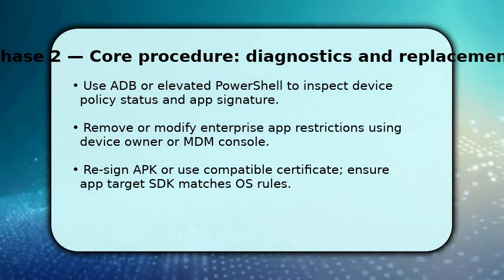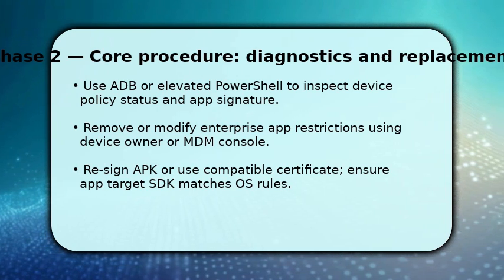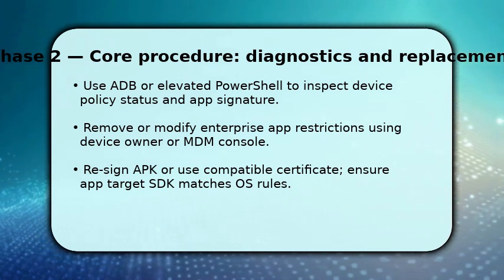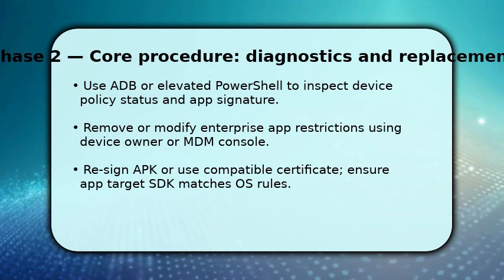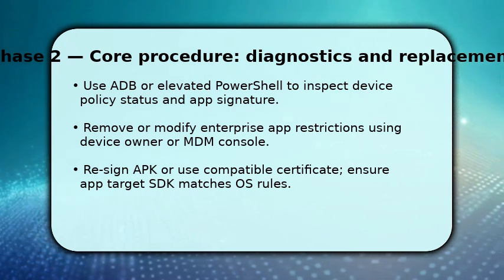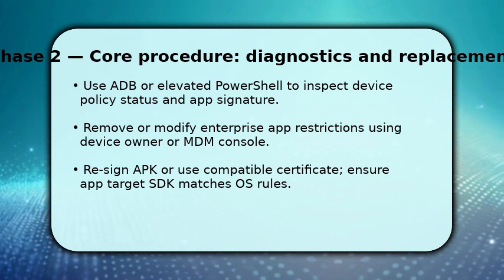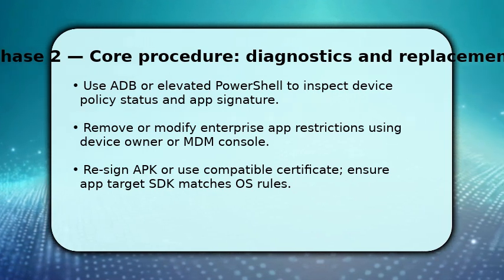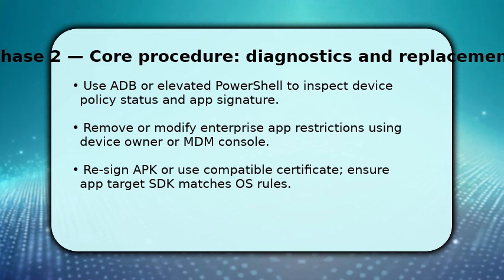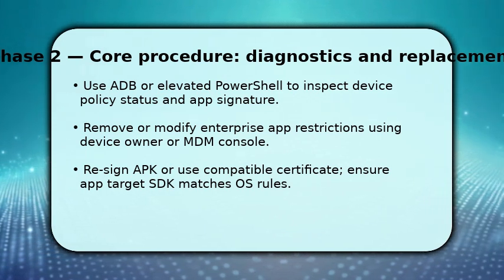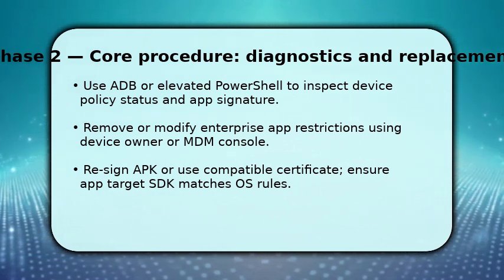If the device is enrolled in MDM, open the console or contact admin to remove the enterprise restriction or change the device owner setting. You may need to re-sign the APK with a compatible certificate or rebuild targeting the device OS so the installer matches security expectations, which prevents rejection during verification.